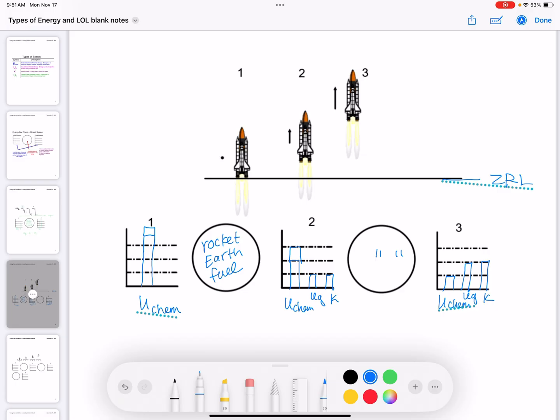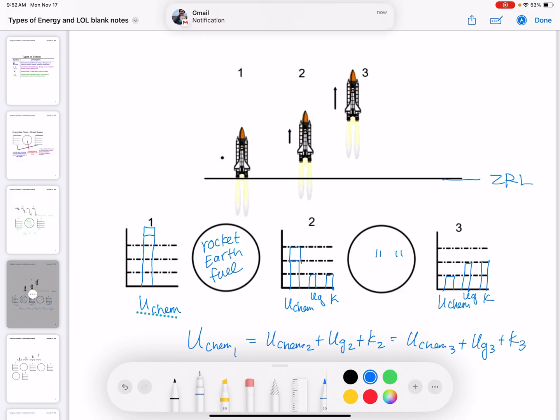And so now I can see I have 5 blocks the entire time. My chemical potential energy is going down, and my gravitational potential energy is going up. My kinetic energy is going up. So then I can write my first law of thermodynamics equation, which is just that energy is conserved. So UChem1 equals UChem2 plus UG2 plus K2, which is equal to UChem3 plus UG3 plus K3. All right, there's the second example. Let's do one more.